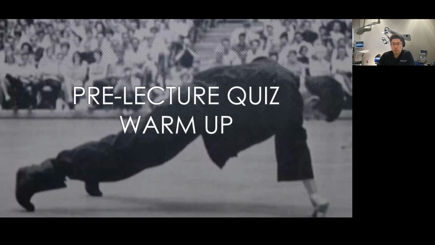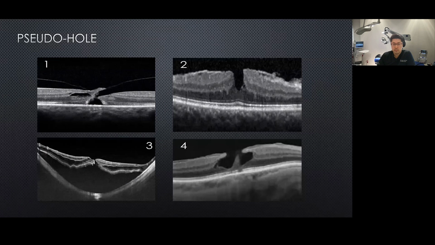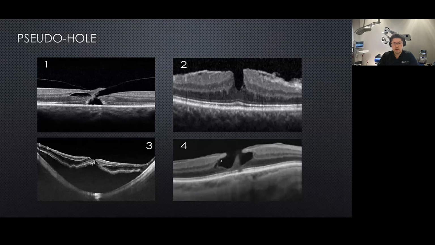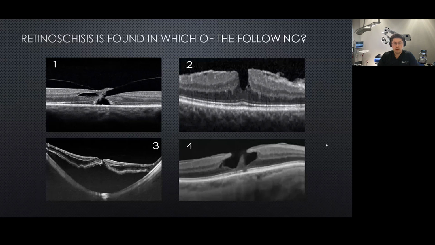So let's start with a warm-up quiz, and then we'll have a post-lecture quiz. Question number 1 is, which of the following images is a pseudo-hole? If we can launch a poll, that would be great. All right, and question number 2. Which of the following contains retinal schisis?